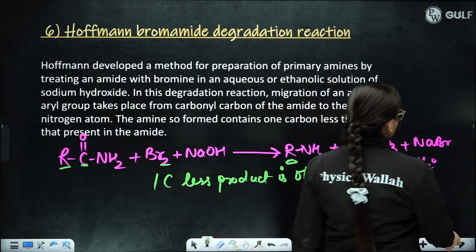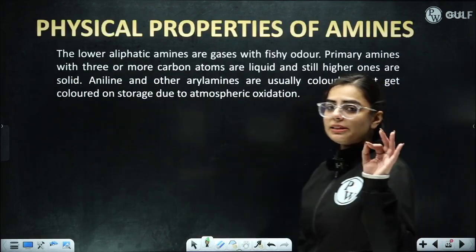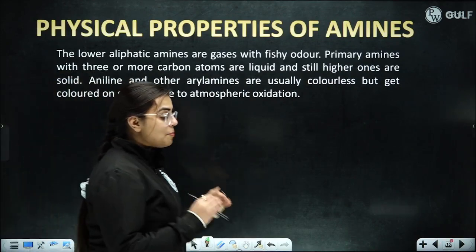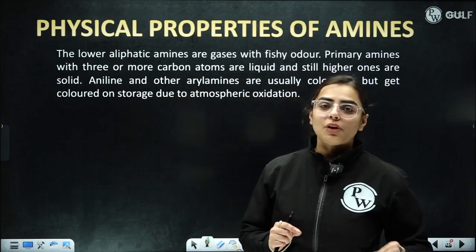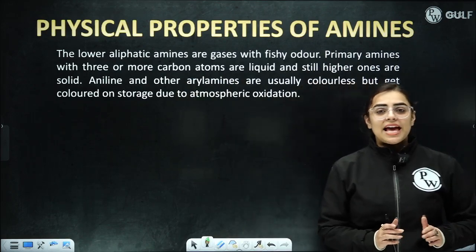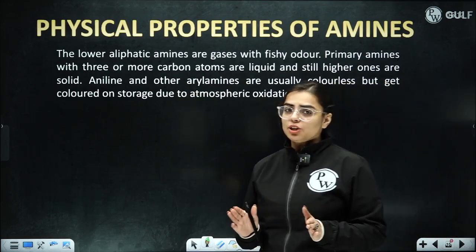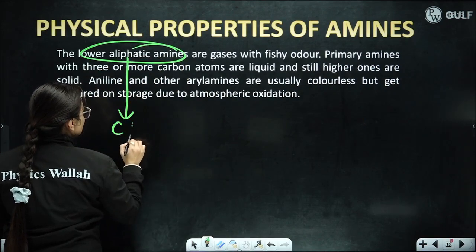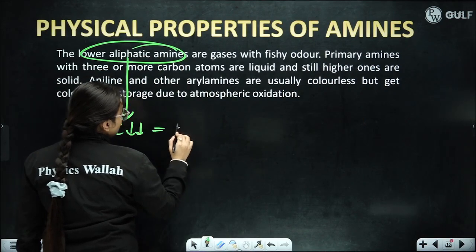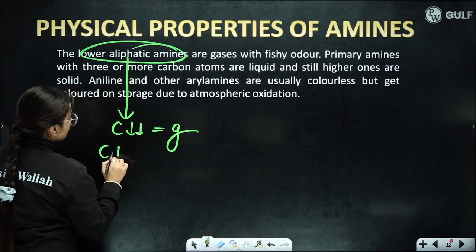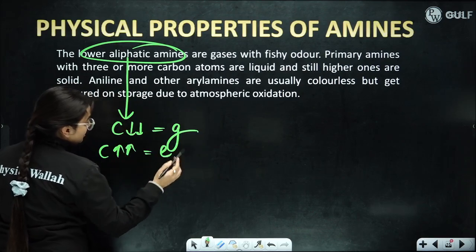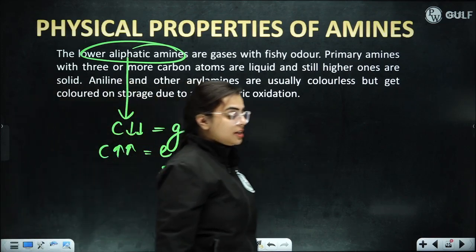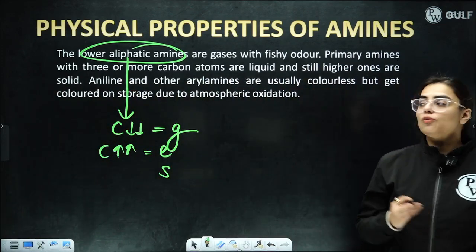Coming to the next one, physical properties. It's very simple: if I talk about the lower aliphatic amines, that means the amines which contain a lesser number of carbon atoms, I'm considering them. Let me tell you, my dear students, the lower aliphatic amine here refers to the one which has fewer carbon atoms. They are gaseous in nature. As you increase the carbon atoms, they become liquid. The higher ones are liquid and the still higher ones are solid. So this is about the physical state of all the amines.